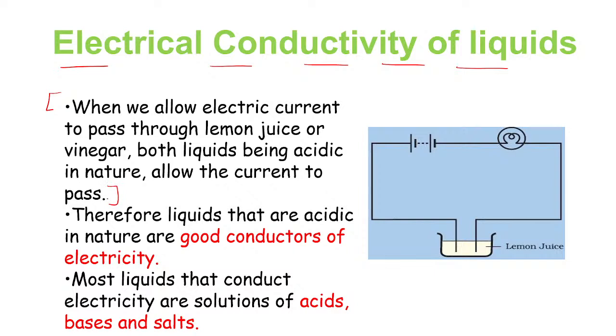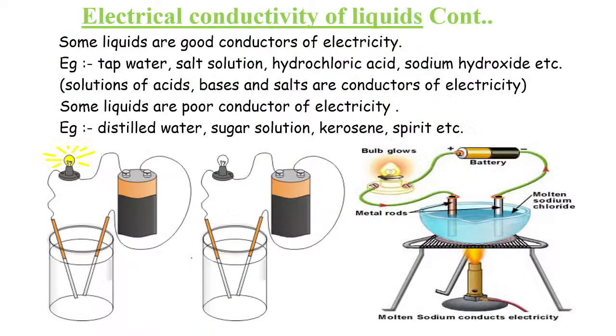We have seen that, out of the four liquids that we have taken, lemon juice, vinegar and tap water allow electric current to pass through them, whereas sugar solution does not allow electricity to pass through it. The ones which allow are called good conductors, and the ones which do not allow are called poor conductors. So acids, salts and also bases are very good conductors of electricity, whereas sugar solution and oil are poor conductors.